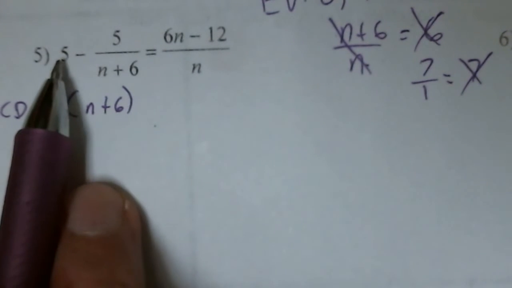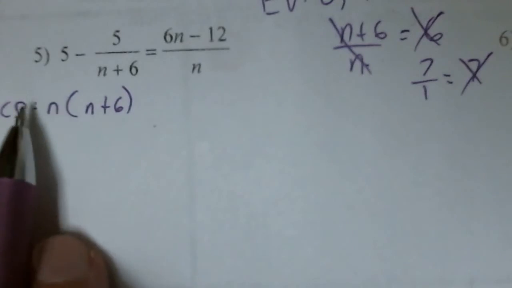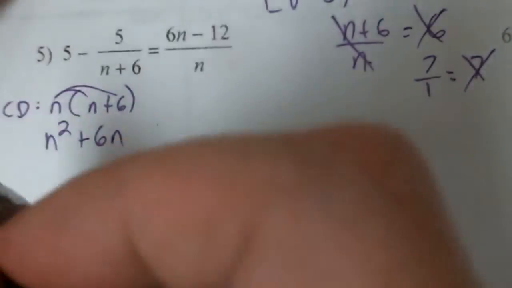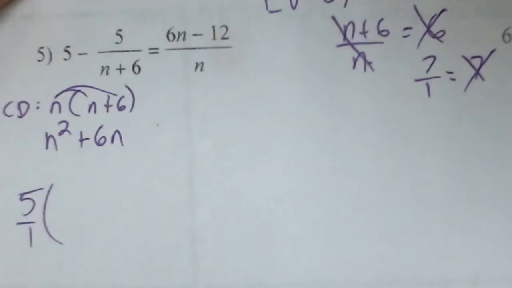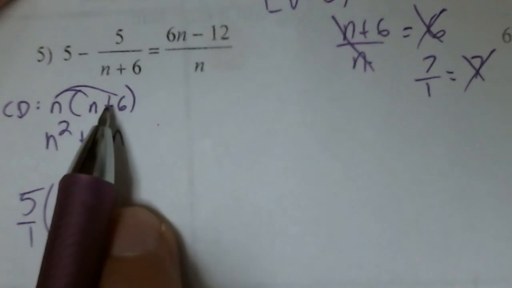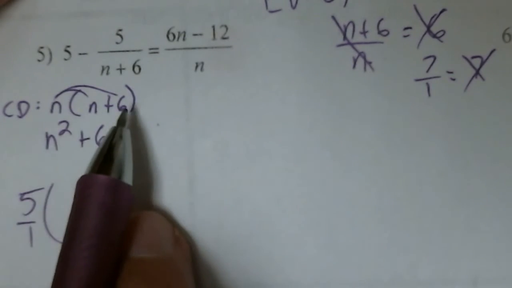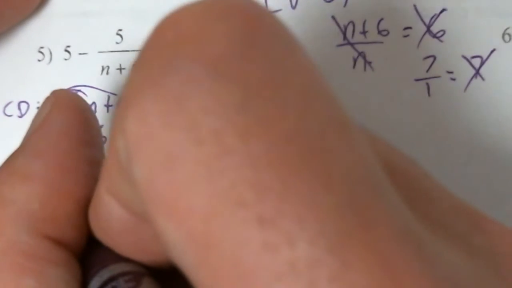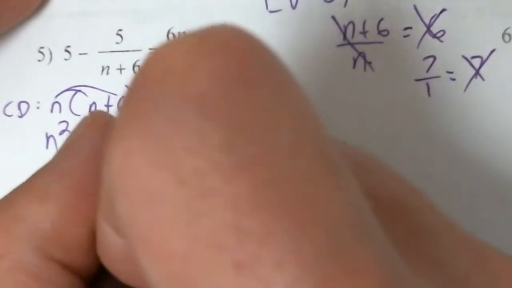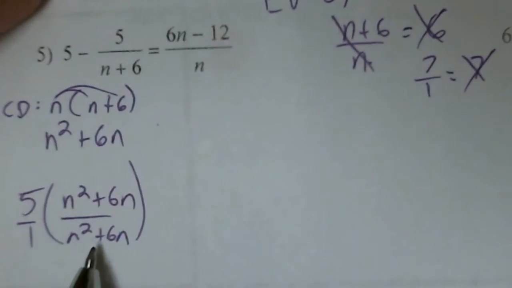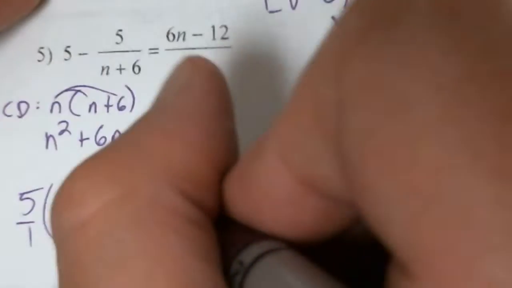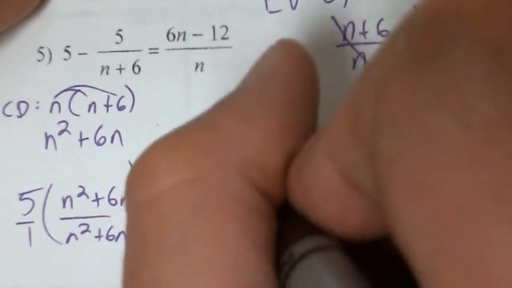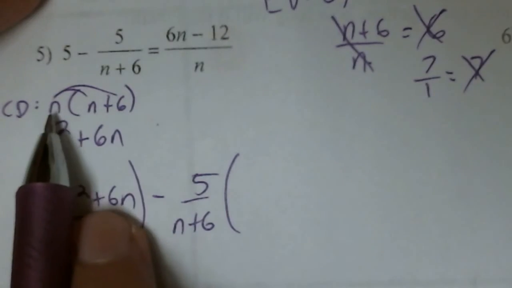Okay, now when you have a number out here with no denominator where it needs everything, I'm perfectly okay if you guys just want to go ahead and distribute this out and say the common denominator is n squared plus 6n. That's perfectly fine. So the 5 over 1, what does it need? It needs this. So instead of writing 5 times n plus 6, I'm just going to write 5 times n squared plus 6n over n squared plus 6n. That is the common denominator if you just multiply this out. Minus 5 over n plus 6. So what does this guy need? This guy needs the n.